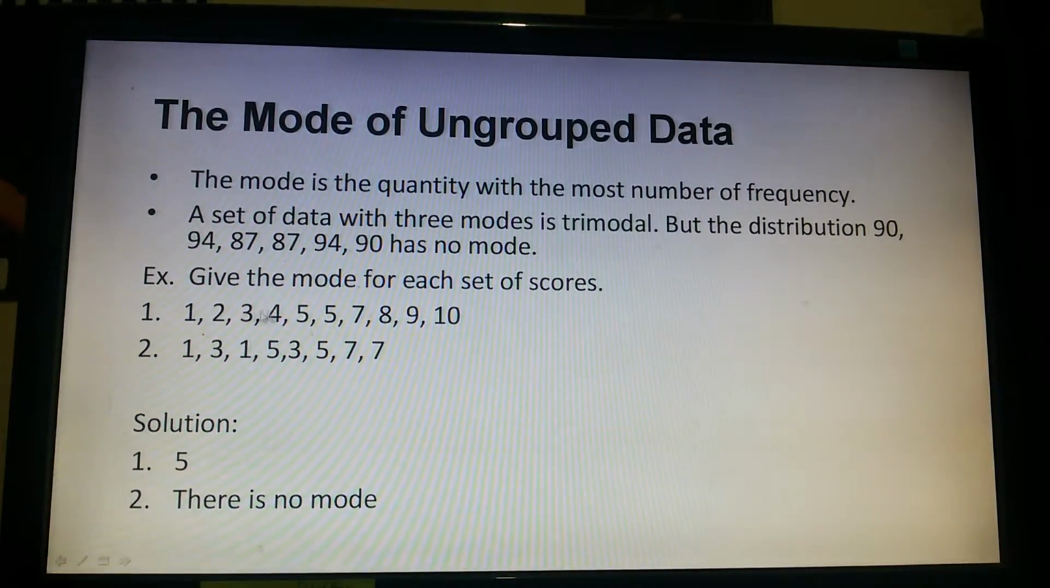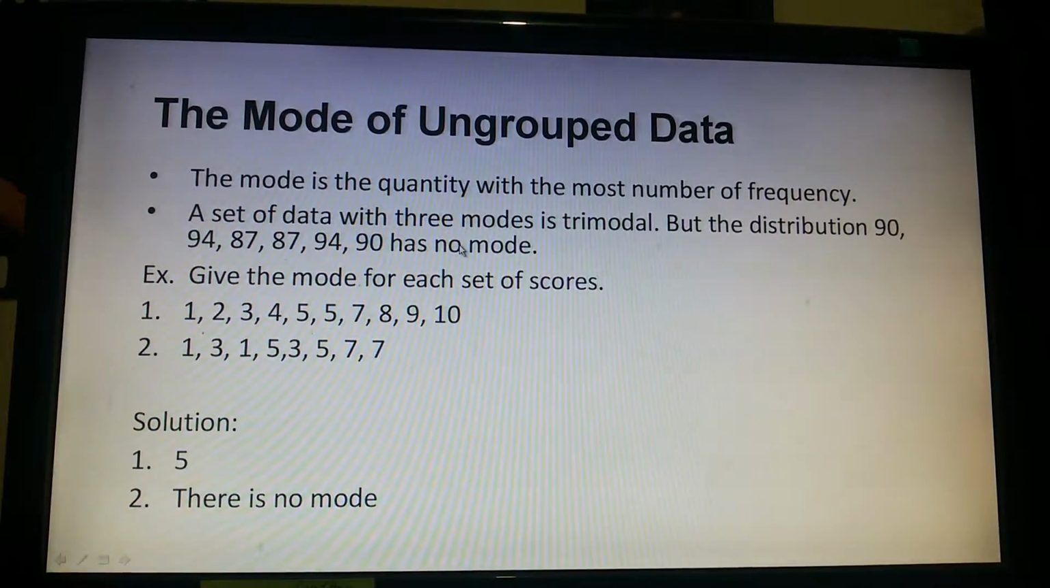We have 1, 2, 3, 4, 5, 5, 7, 8, 9, 10, and 1, 3, 1, 5, 3, 5, 7, 7. So in number 1 we have 5, since it has been repeated twice and it's the number with the most frequency, or frequent. And here number 2, there is no mode because this distribution is the same with this one, with my given here.